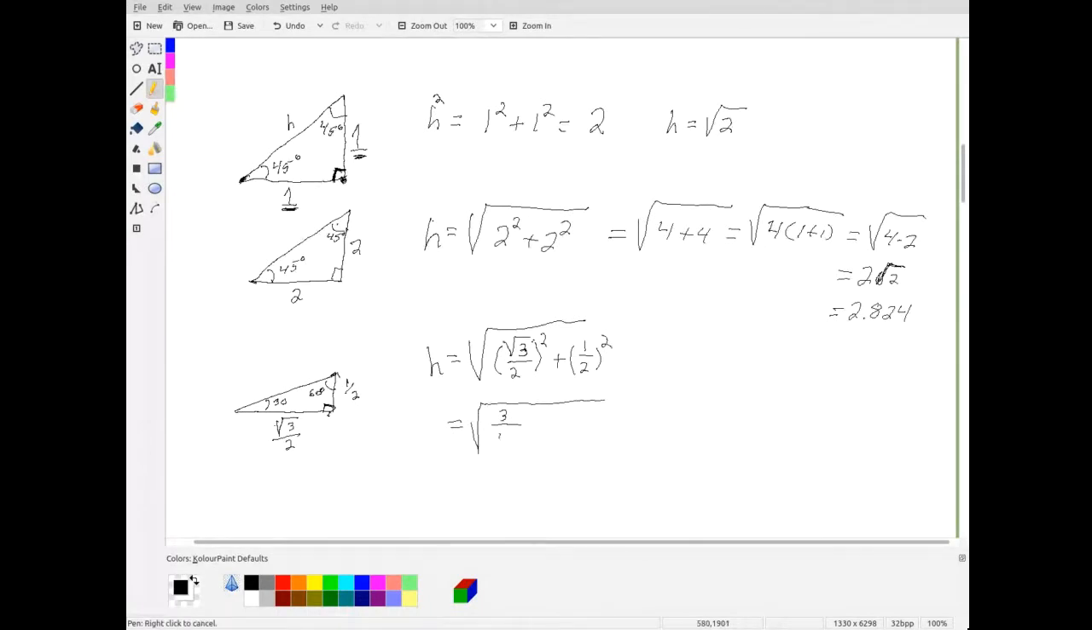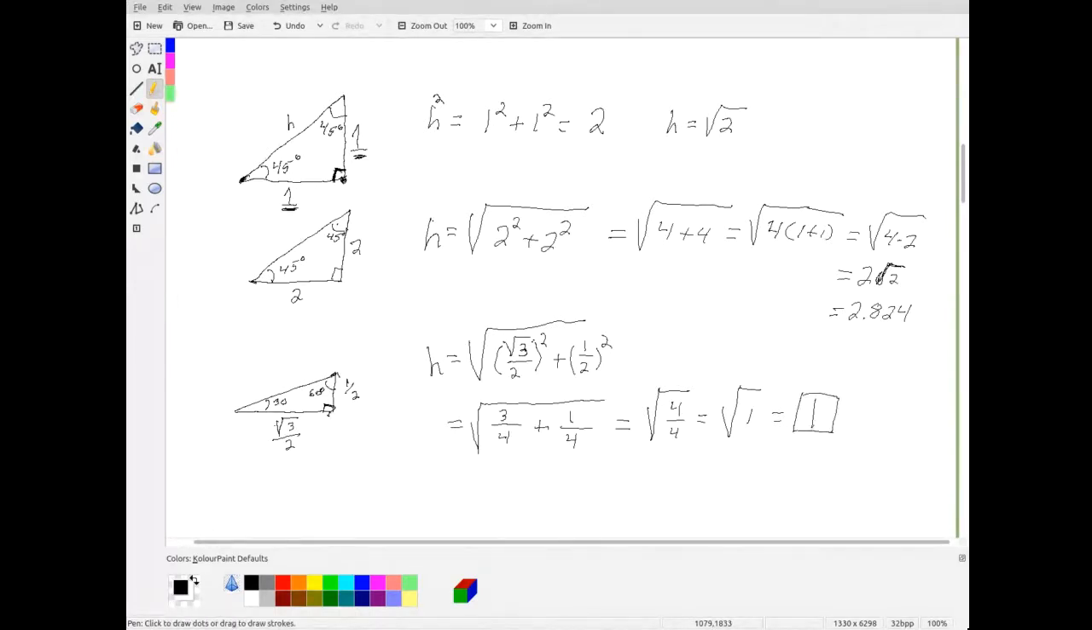And 2 squared is 4. And then when you square 1, you get 1, but when you square the 2, you get 4. And so when you look at this then, you got the square root of 4/4, which is equal to the square root of 1, which is simply equal to 1.